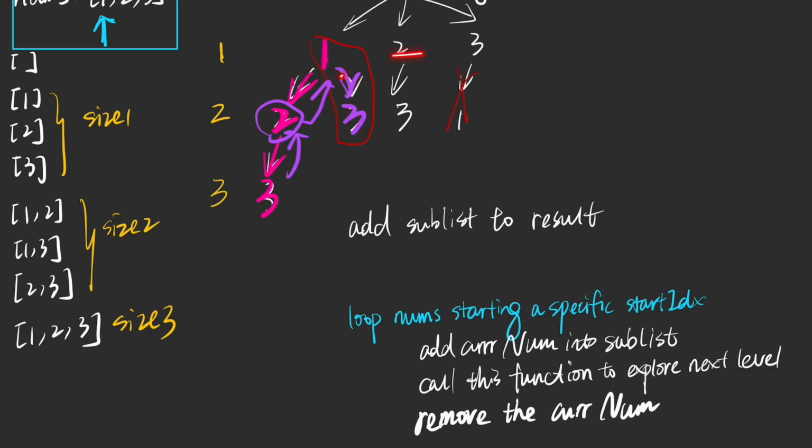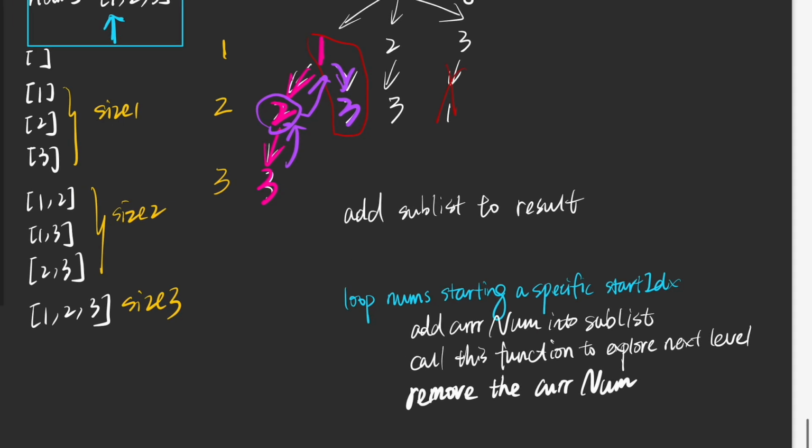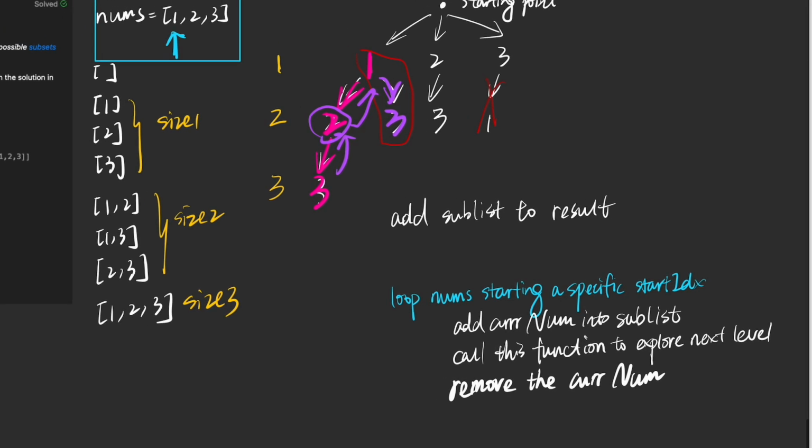And then we also go back to here and start to add 2 to come here. So at each level we will add a sublist to the result. It means that we don't care about the sublist size. Each size we will just add to the result, and we can easily see the function.